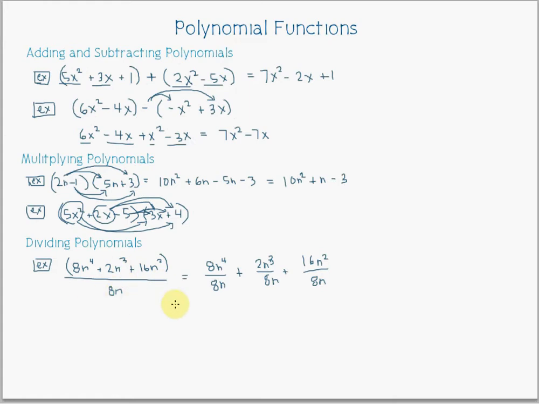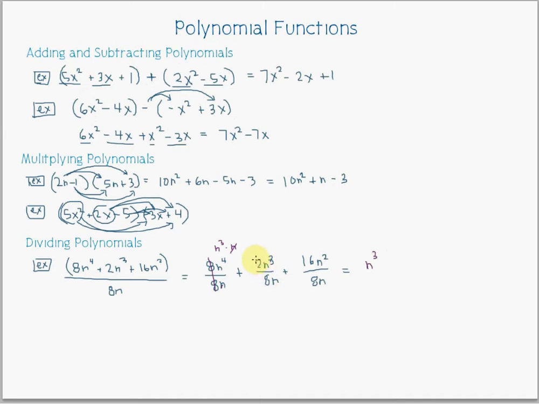Now, I'm going to take that back. You can actually still divide it, and I'm going to show you how to do that in a second as well. So there's two ways to do it. One, you can take each of these and separate them out, and then simplify each fraction separately. So for instance, with this one, the 8s can cancel, and n to the 4th is the same thing as n to the 3rd times n, and the n's can cancel. So this first term is left with just n cubed.